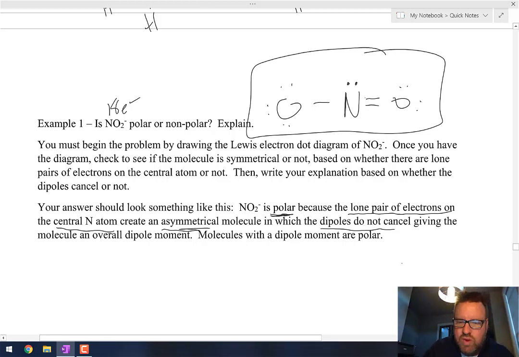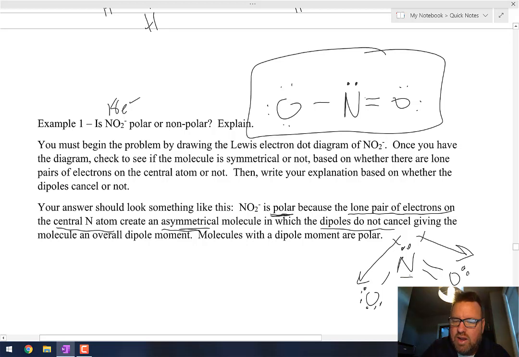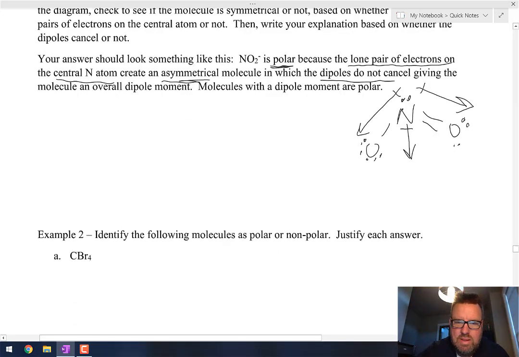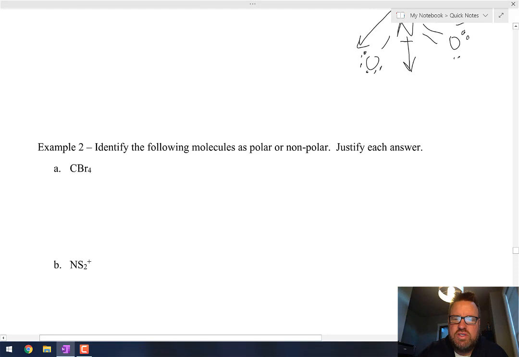Because what does NO2 really look like? Remember, it's bent, so it really looks like this. And oxygen is more electronegative than nitrogen, so you've got a dipole going this way, and a dipole going this way. Overall, combining those two, you really have a dipole pointing down. Those dipoles don't cancel each other out. NO2 is polar.